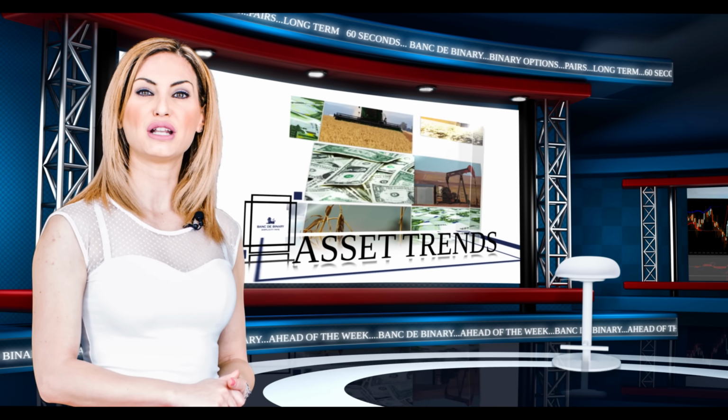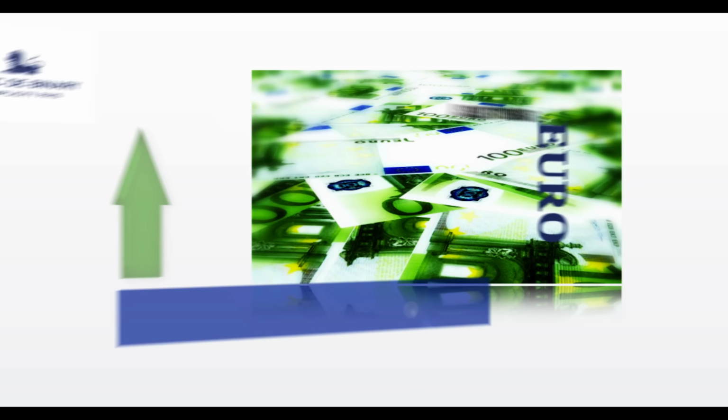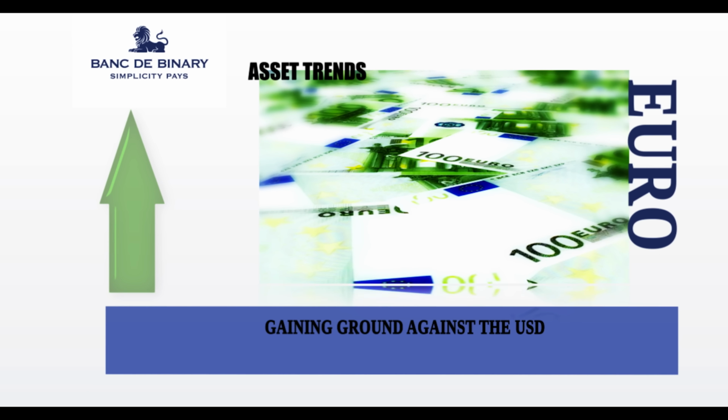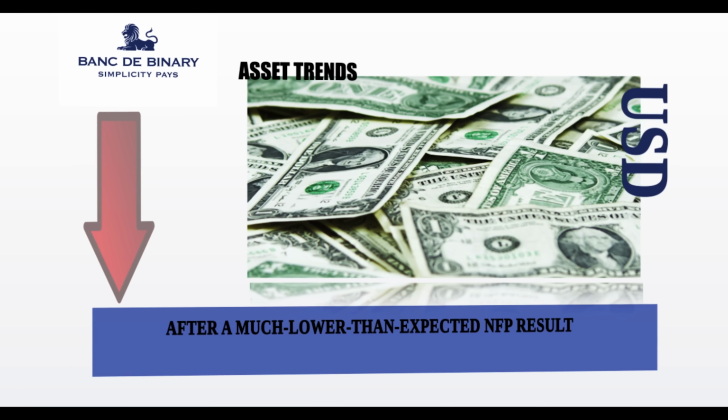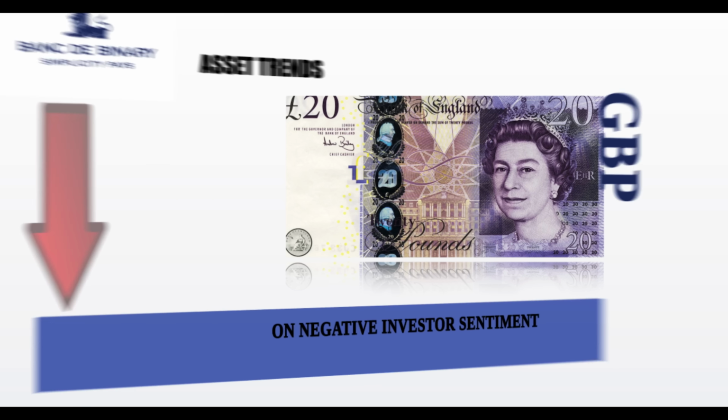Let's review the main asset trends from last week. The euro was up, gaining ground against the USD and moving towards 1.1360. The USD was down after a much lower than expected NFP result. With just a short time until the Brexit vote, the GBP was down on negative investor sentiment.